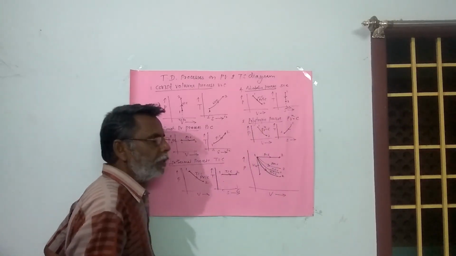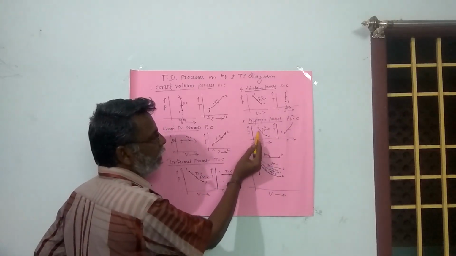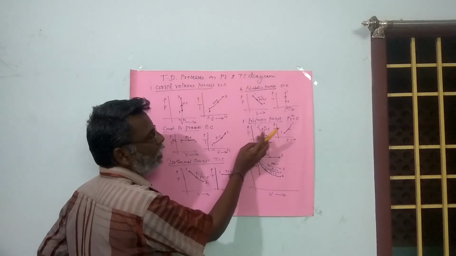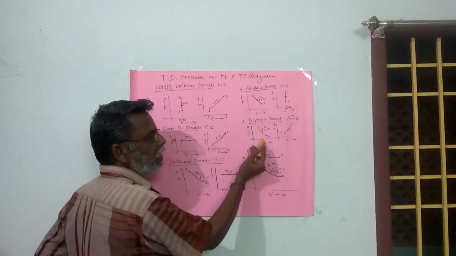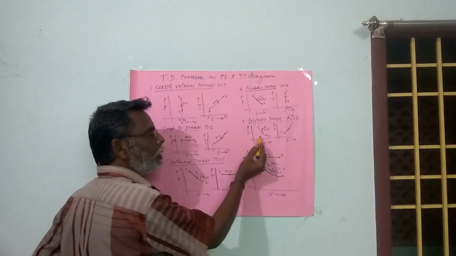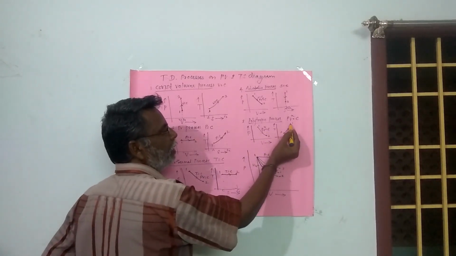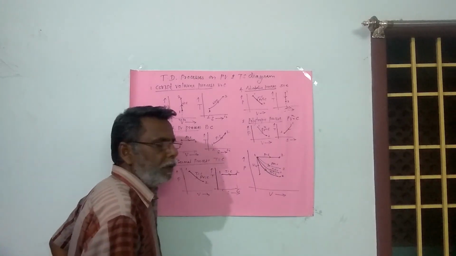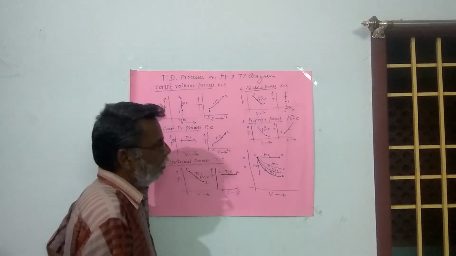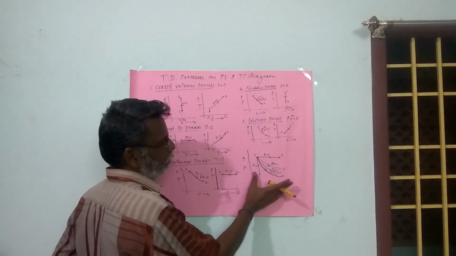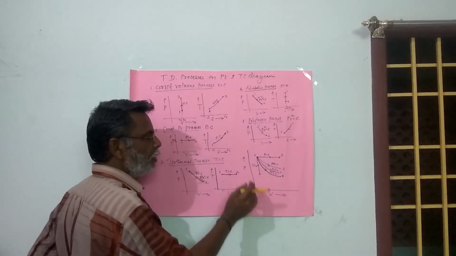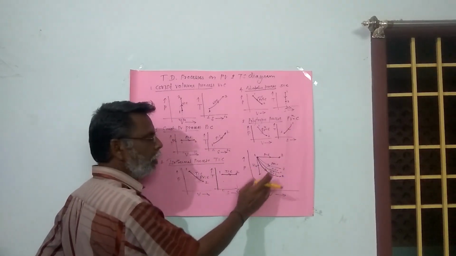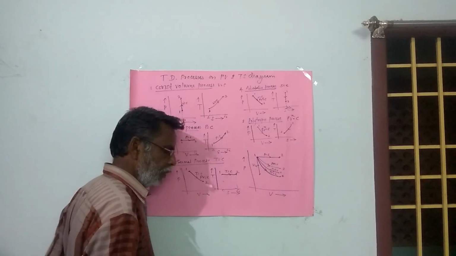Similarly, for a polytropic process, there is an area below this curve on the PV diagram. So this area will give you the amount of work done. Similarly, the area under this curve on the TS diagram will give you the heat transfer. So in this diagram, I am representing all the processes on a single PV diagram.